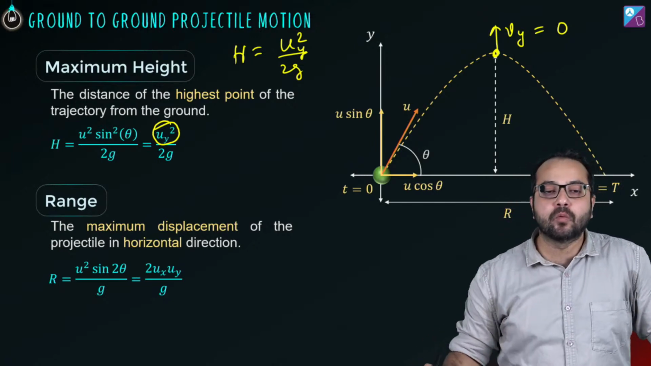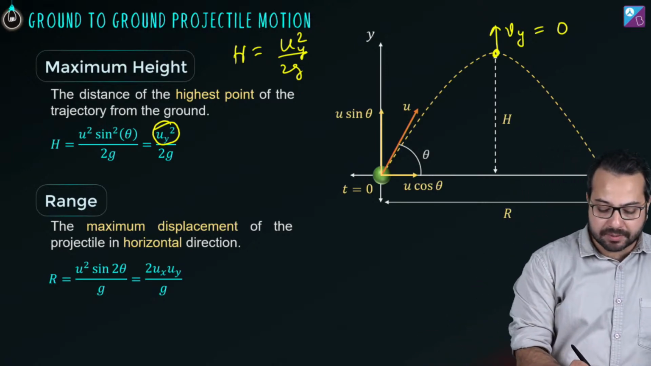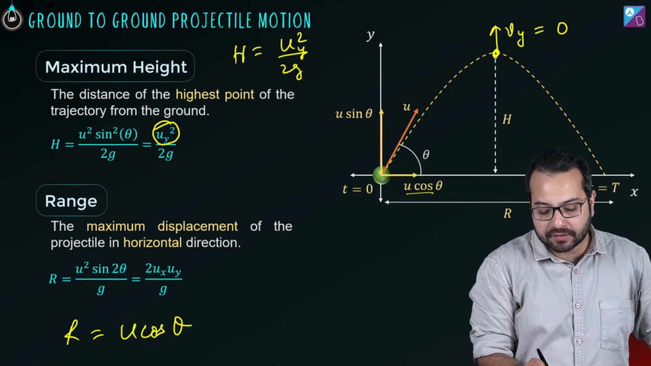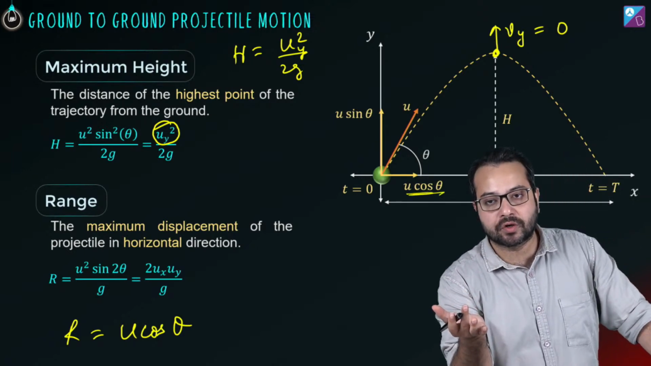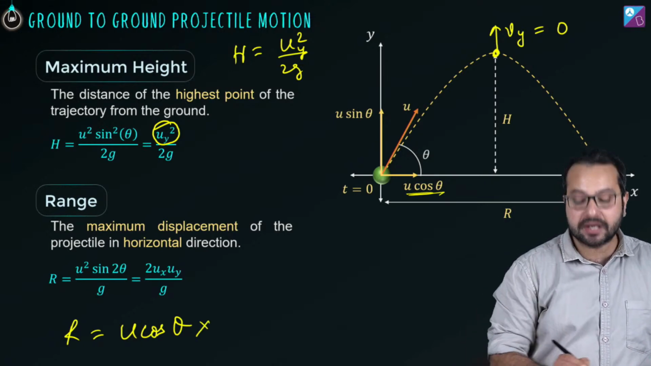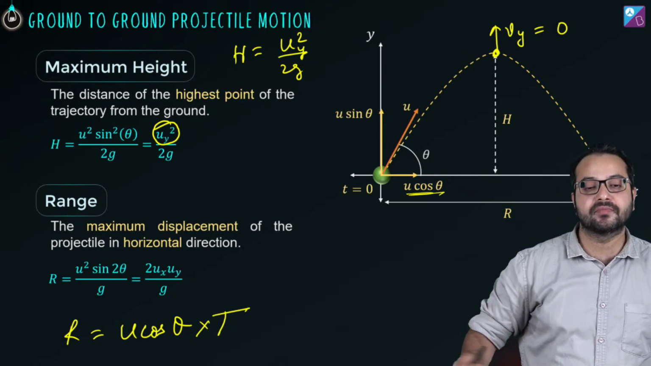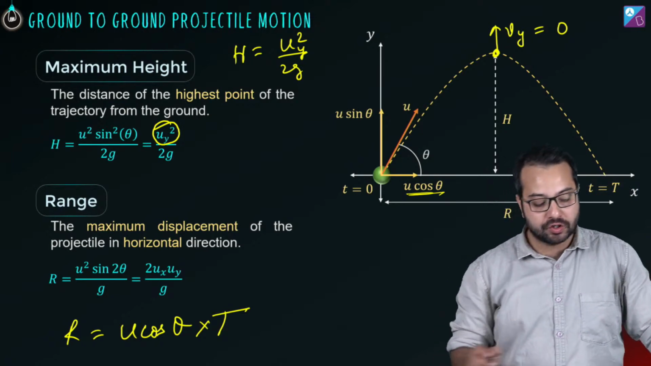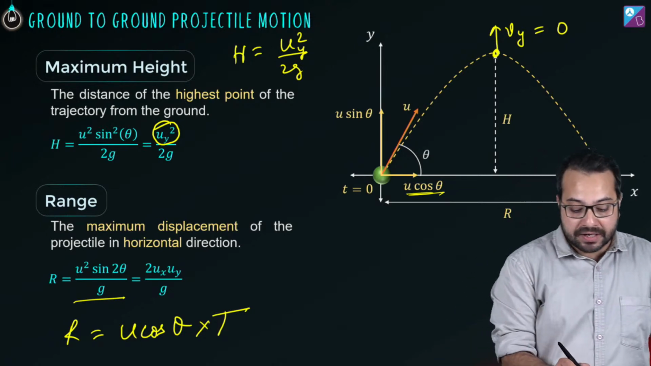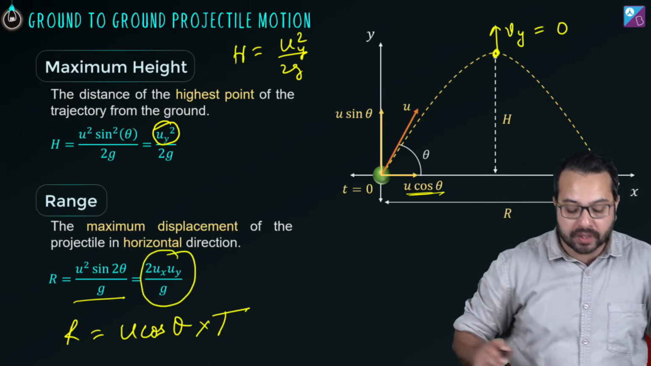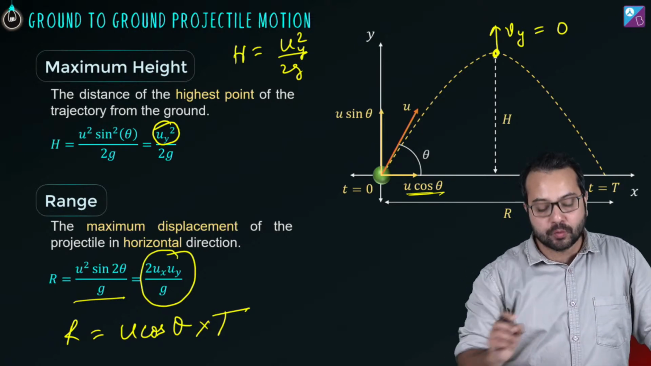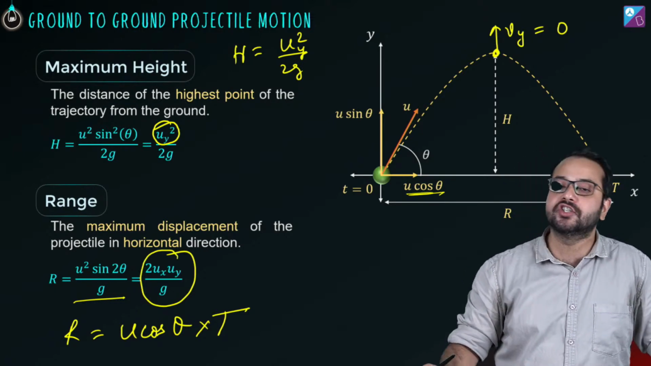Okay. Next, what is range? Range is nothing but u cos theta, which is the horizontal velocity. It does not change. The horizontal velocity does not change. So R becomes u cos theta multiplied by the time of flight. And the time of flight we already know. So if we substitute that, we get u square sine 2 theta by g. But we can also write it as 2 ux uy by g. Sometimes this can also come in handy. 2 ux into uy divided by g.